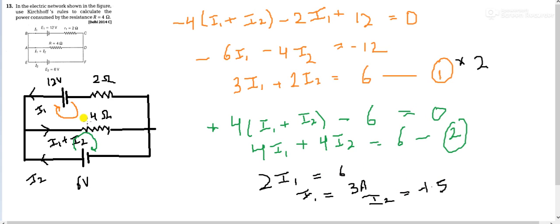Now if you want to calculate power, power is I square R. That makes it 1.5 into 1.5 into 4. 1.5 square into 4, that is 2.25 into 4. That is 9 watt. So the power consumed by the 4 ohm resistance would be 9 watt.